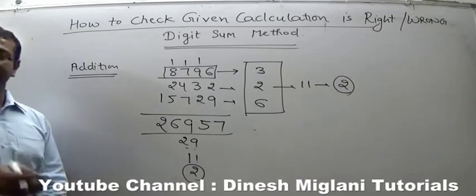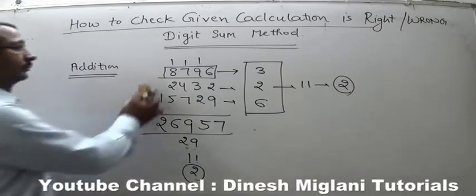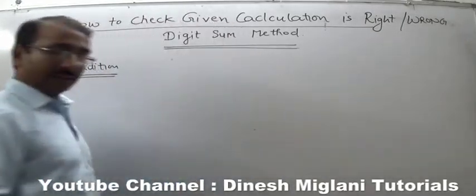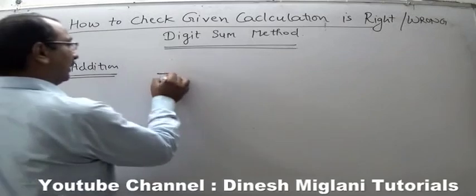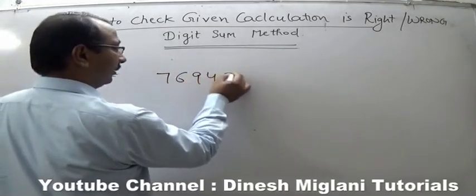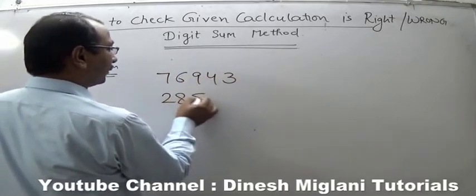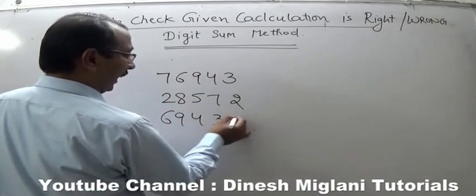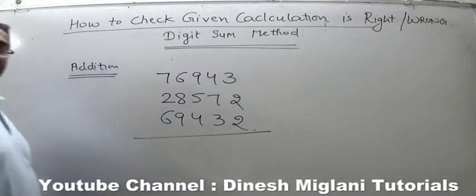Okay. Let us take one more example here of addition. For example, if I write 76943, 28572, 69432, I have to add. Okay, so I may add very easily.